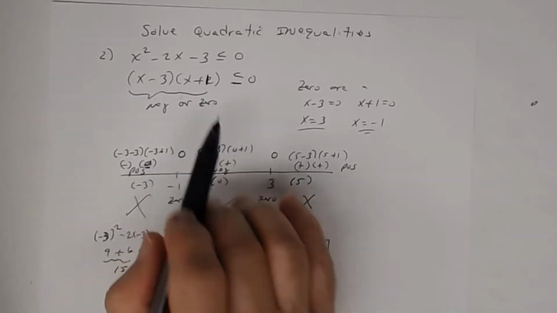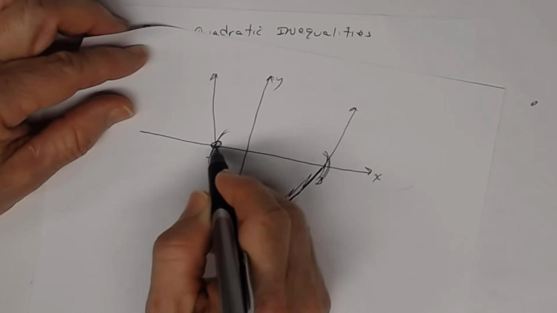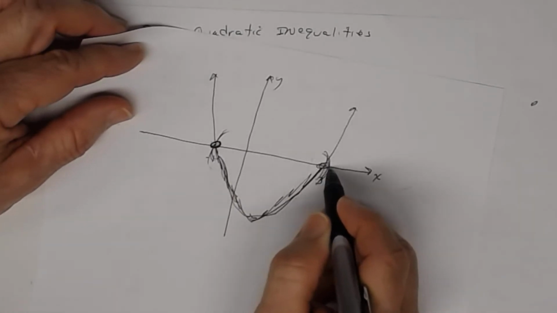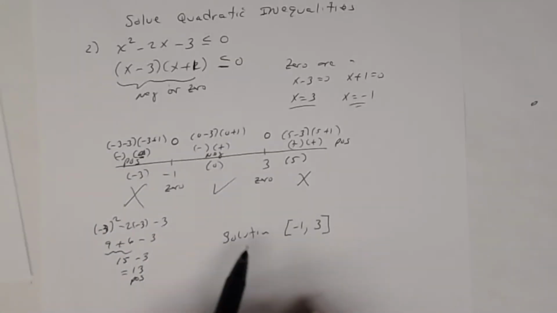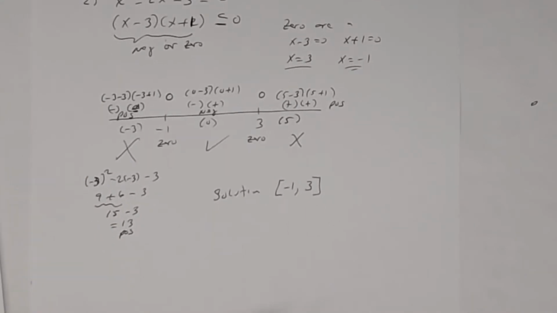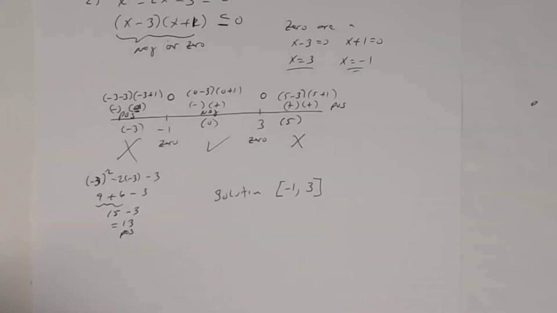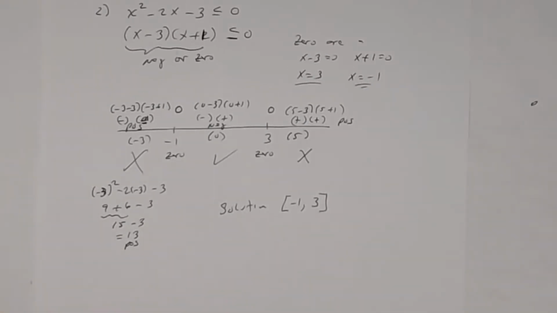And then where are they 0? Well, they're 0 at -1, and they're 0 at 3. So hence the bracket. Okay? All right, so that was number 2. Very simple. It's not difficult. So let's look at number 3. So you see it's getting a little bit quicker because you're understanding the process a little bit better. So let's look at number 3.